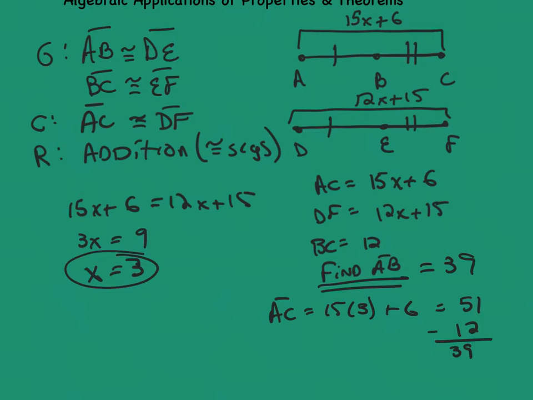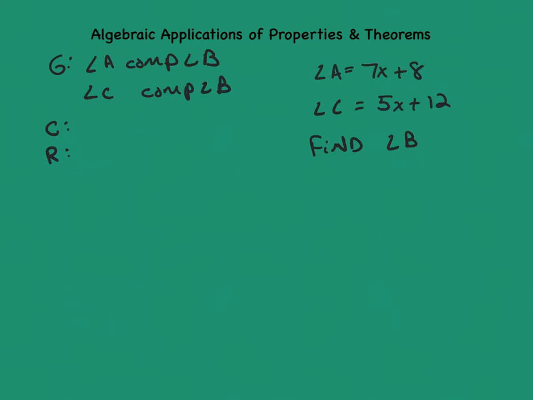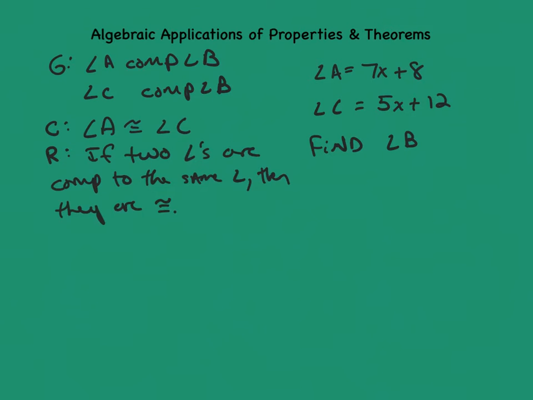Okay, let's take a look at another example. In this next problem, they tell us that angle A is complementary to angle B, and angle C is complementary to angle B. So pause the video quickly and see what conclusion you can draw and what is the reason for that conclusion. Hopefully you saw that angle A is congruent to angle C, because if two angles are complementary to the same angle, then they are congruent. So how can we use that information to find the measure of angle B?